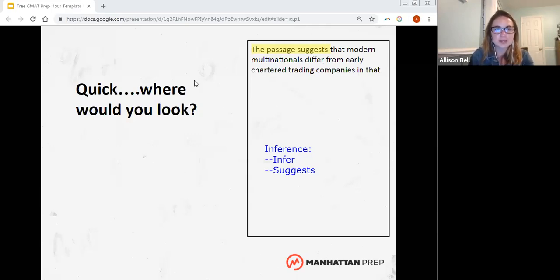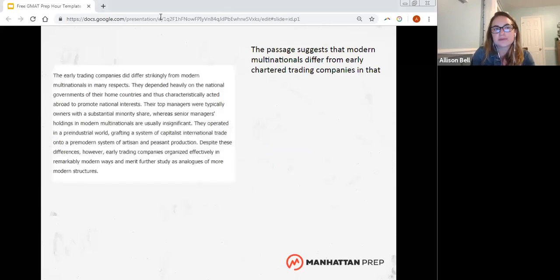Okay, so I'm seeing 1s and 3s. I'm with you there. So I remember seeing modern multinationals in the first paragraph and early chartered trading companies. I also remember the third paragraph talking about differences. So I would kind of mentally say, okay, I think that's either the first or third paragraph. I would take a quick look back at each of those. And what I would find is that the third paragraph is probably the right place to look.